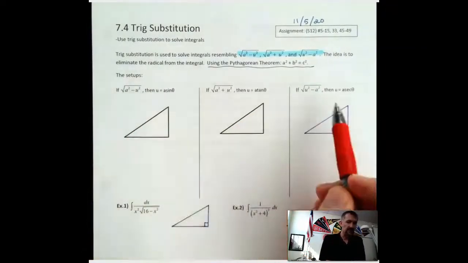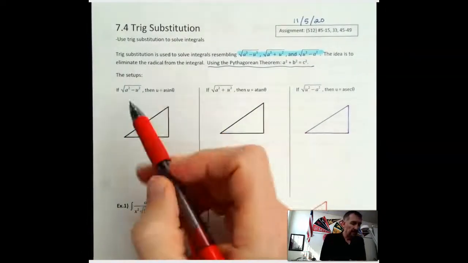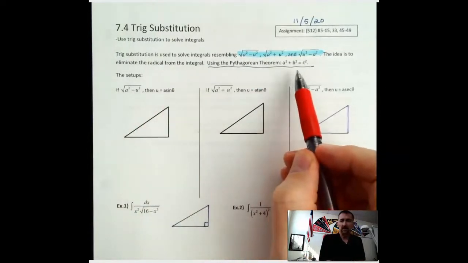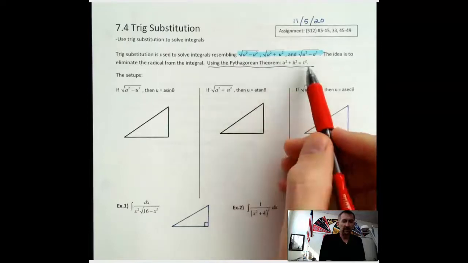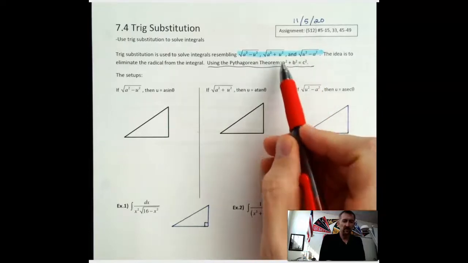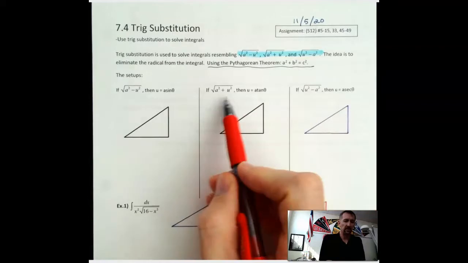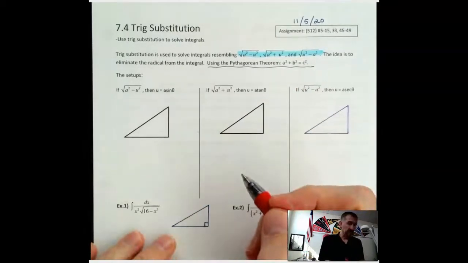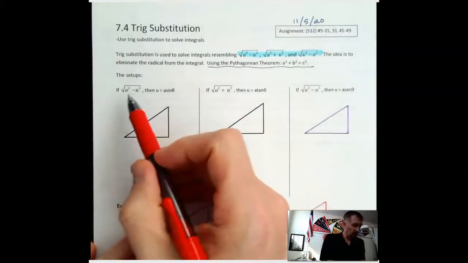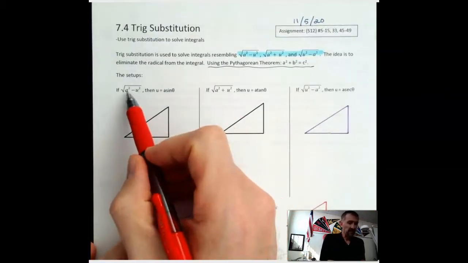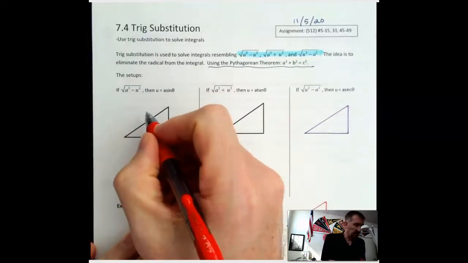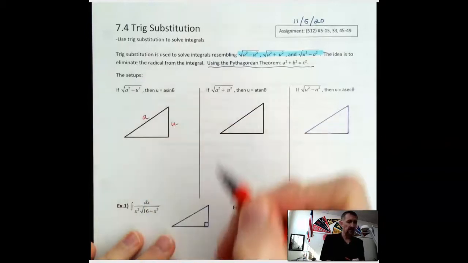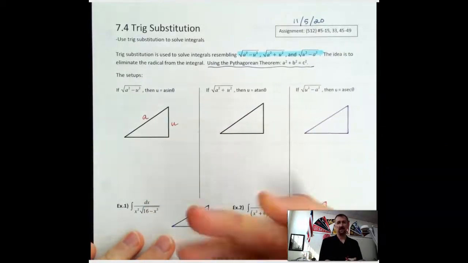Basically, we have these three situations, and all three of them kind of connect to the Pythagorean theorem. So if you think about it, if we solve for one of these sides, if we square root both sides here, we would get the square root of a squared plus b squared, which kind of matches this. So that's what we're going to use to do this. So here, that's going to be our hypotenuse. So our hypotenuse is going to be a, and this side over here is going to be u, which you usually have x, actually x's.